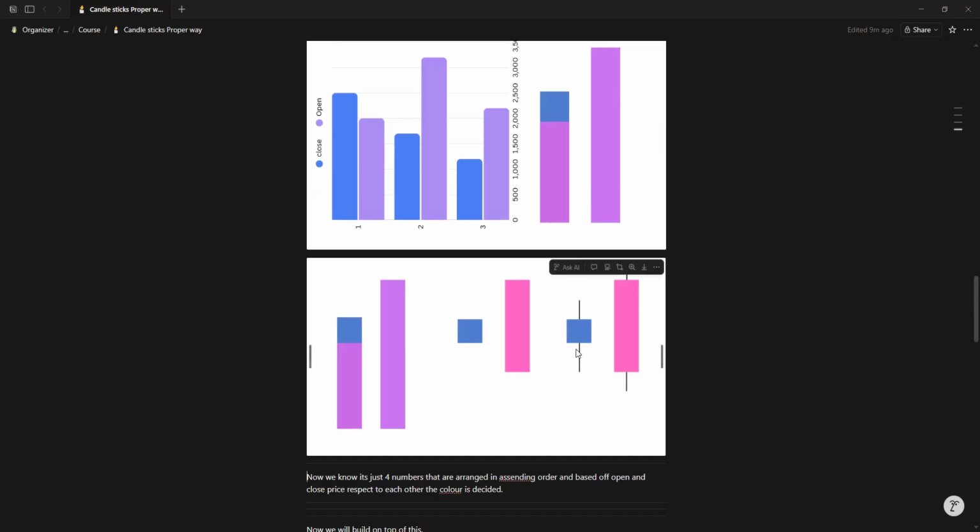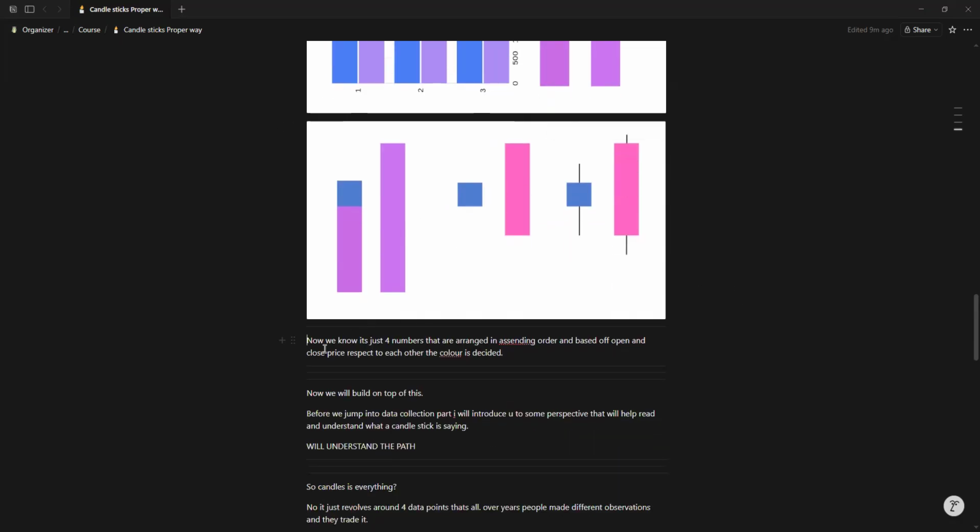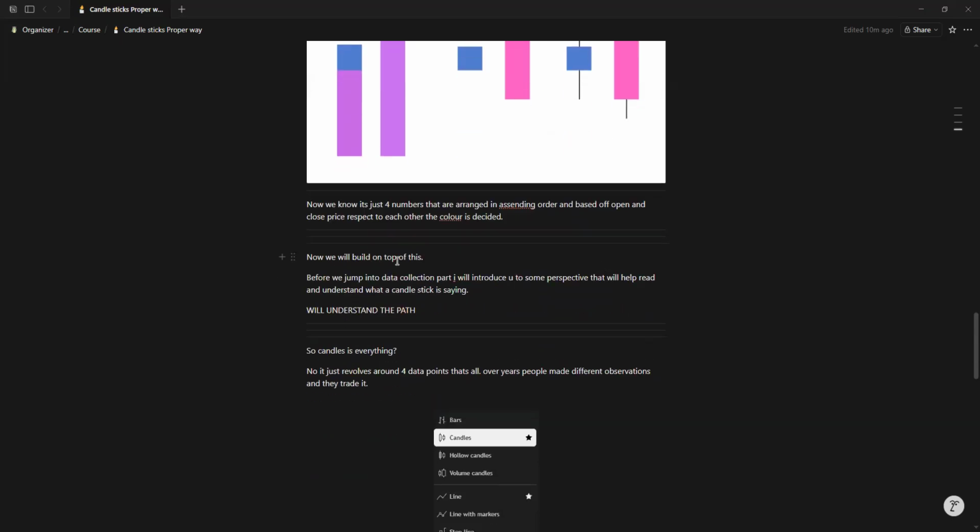How I mark all the HHRs and the gap fills and all that stuff, these are just data points which will help you get more and more data analysis points. So now we know it's just four numbers arranged in ascending order based on open and close price with respect to each other. The color is decided as I have explained. So now we'll build on top of this.